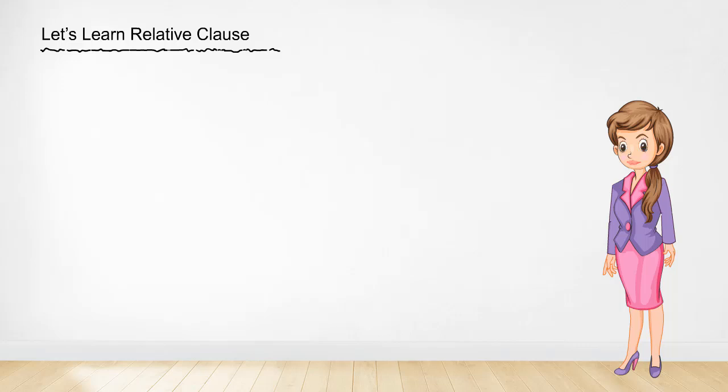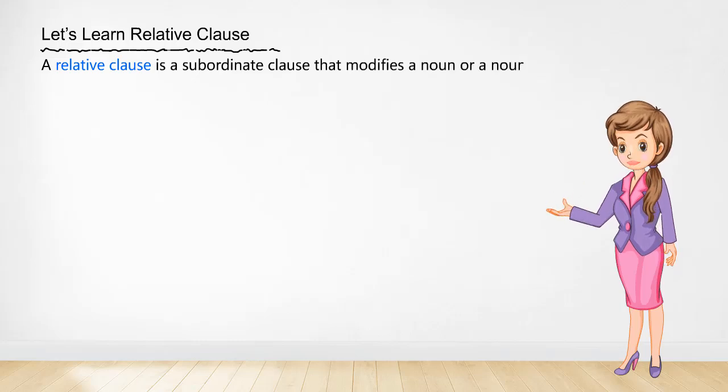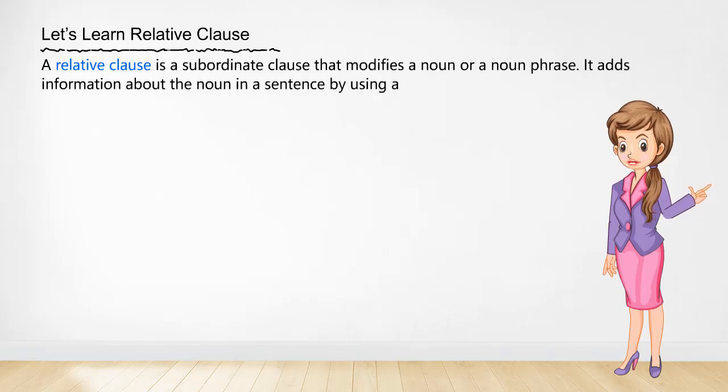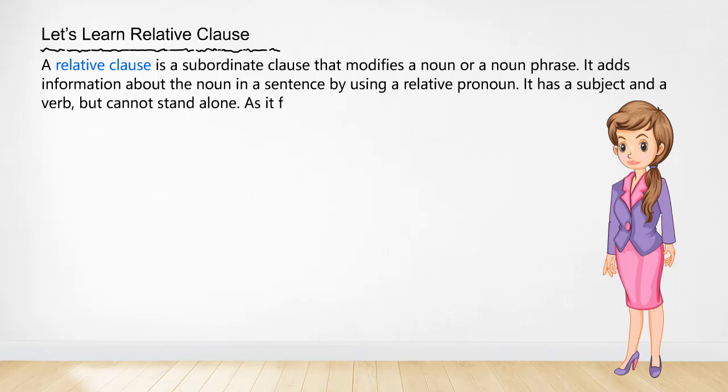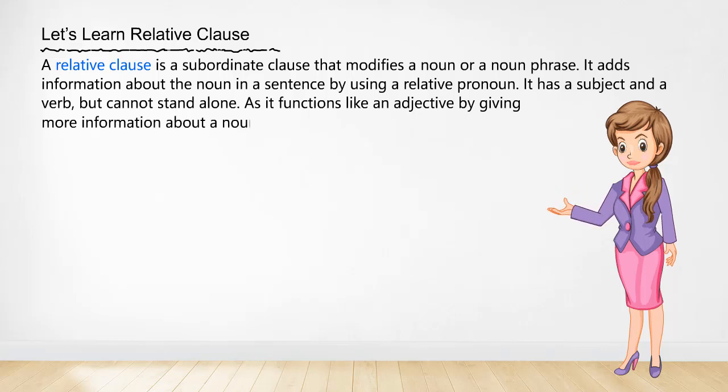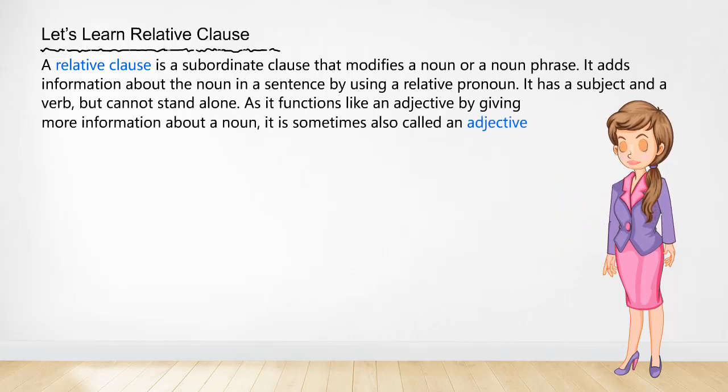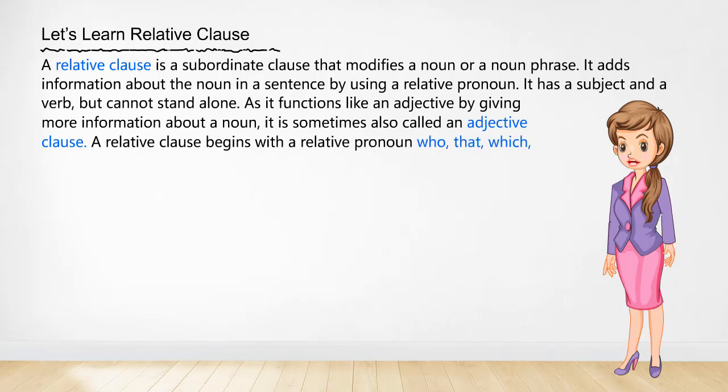Let's learn relative clause. A relative clause is a subordinate clause that modifies a noun or a noun phrase. It adds information about the noun in a sentence by using a relative pronoun. It has a subject and a verb, but cannot stand alone, as it functions like an adjective by giving more information about a noun. It is sometimes also called an adjective clause. A relative clause begins with a relative pronoun: who, that, which, whose, where, or when.